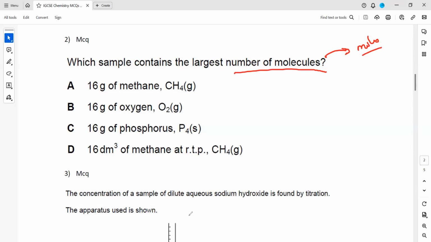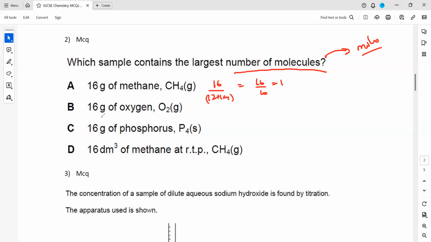So how to work out the moles of methane? Because the mass is given, moles equal mass in gram divided by molar mass. What is the molar mass of methane? Carbon is 12 plus hydrogen is 1 into 4, so that will make 16. So 16 divided by 16, what will we get? We'll get 1 mole.